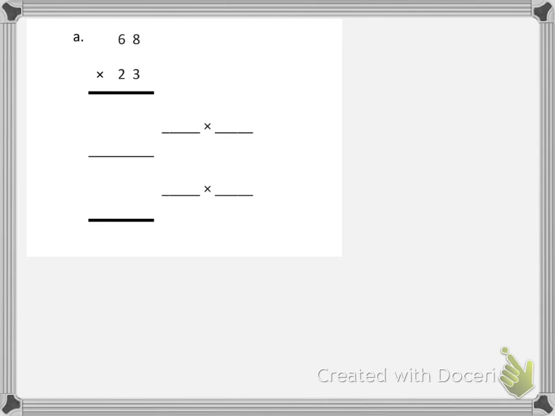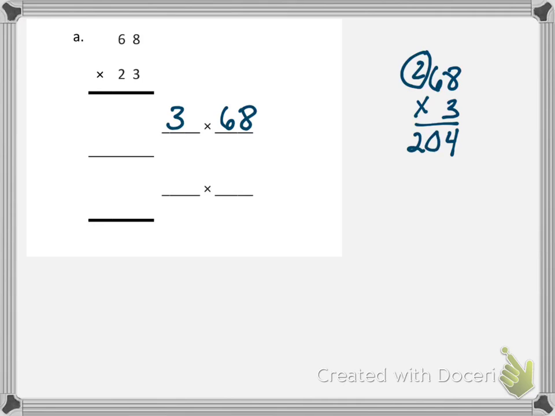68 times 23. So we're using the partial products. And how we're doing this is that we're looking at that 3, and it's 3 times 68. And then we're going to have to use scrap paper. So 68 times 3. 8 times 3 is 24. Put the 4, carry the 2. 6 times 3 is 18, plus the 2 is 20. So our first partial product is 204.